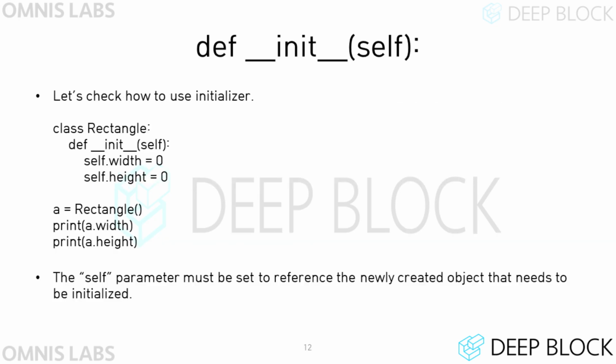Let's look at an example using initializer. Take a look at the following program and check the values displayed on the screen when you run the program. When you execute the program, a class called rectangle is defined. In the initializer, width and height attributes are initialized to 0. And a is created as a rectangle instance. At this time, rectangle calls the init method. Therefore, width and height attributes in instance a are initialized to 0.